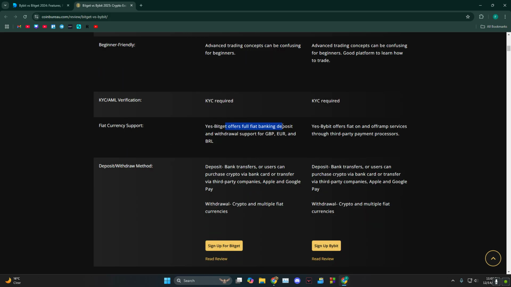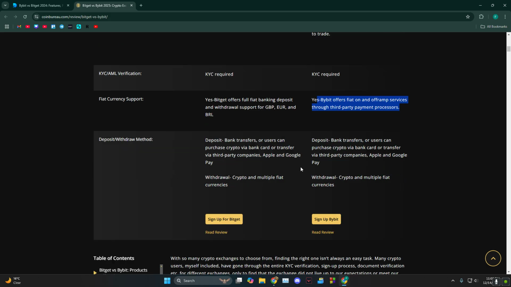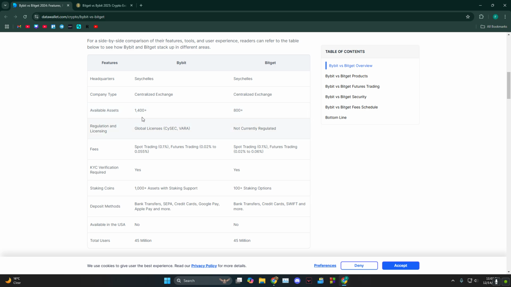Bitget offers full fiat banking along with GBP, EUR, and BRL, and Bybit offers fiat on and off ramp through third party, and the deposit or withdraw method is the same for both of them. Now another major difference is that for Bybit the available assets are 1400 plus, and for Bitget it's only 800 plus.